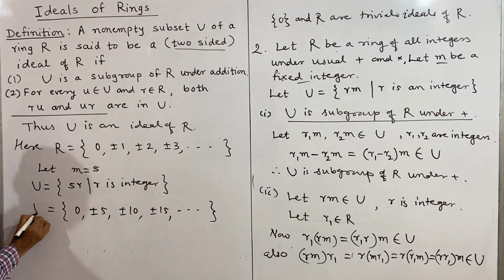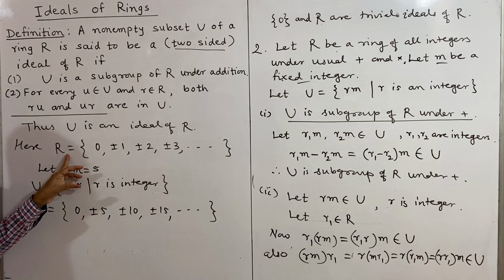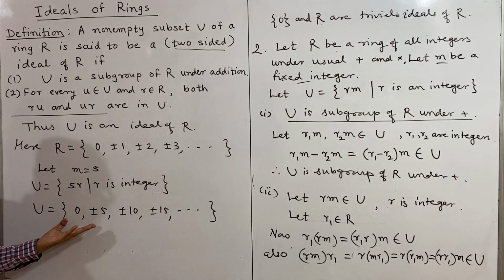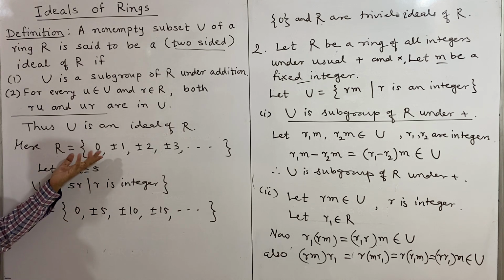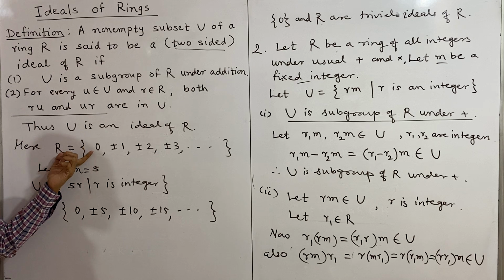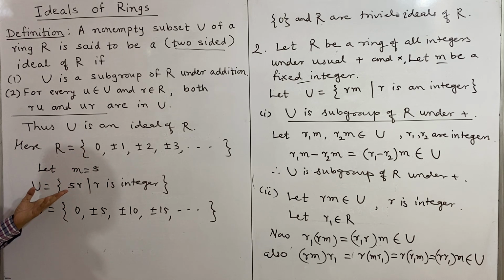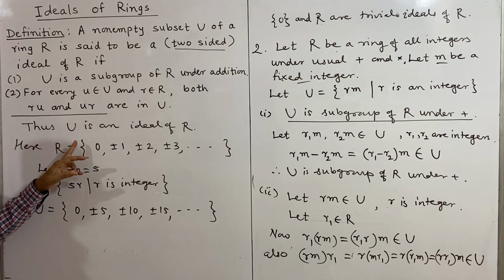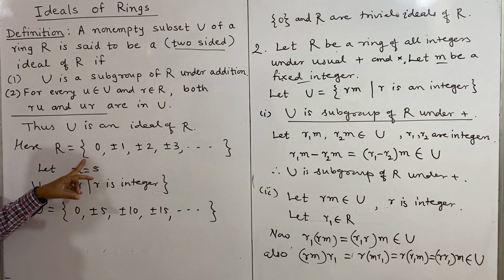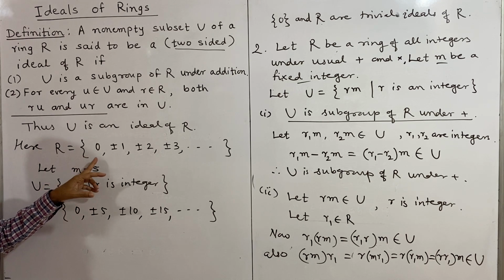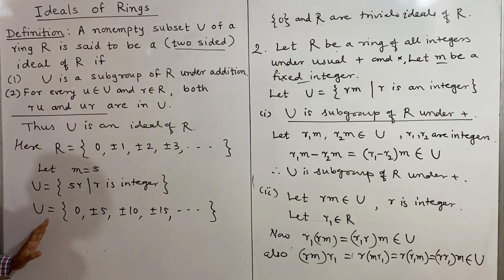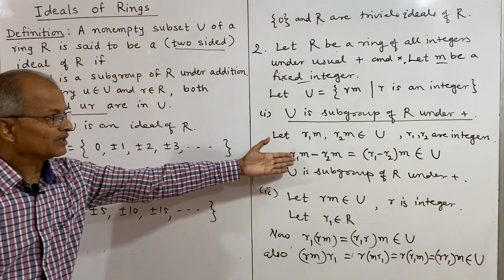And this U is an ideal of the ring of integers. That means the set of all multiples of 5 forms an ideal of the ring of all integers. Similarly, we can consider 3 or 7 instead of 5, any multiple. So infinitely many ideals can be formed for the ring of all integers under addition and multiplication. So this is an example, and these properties can be easily checked.